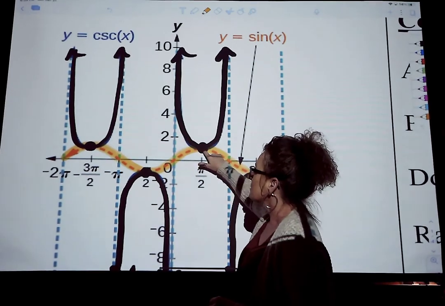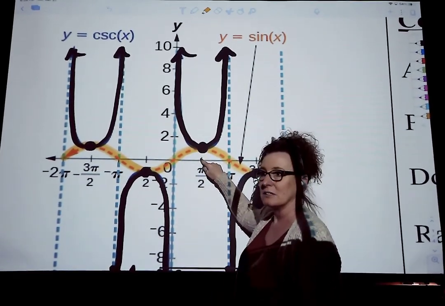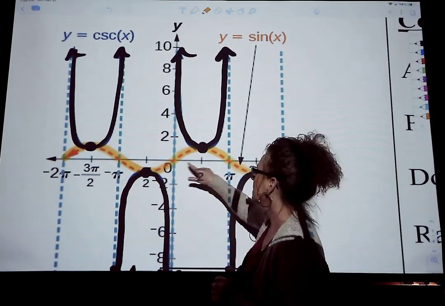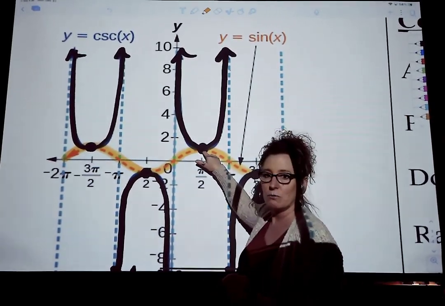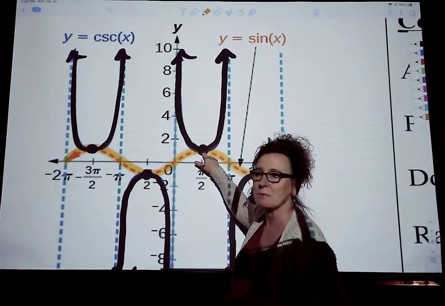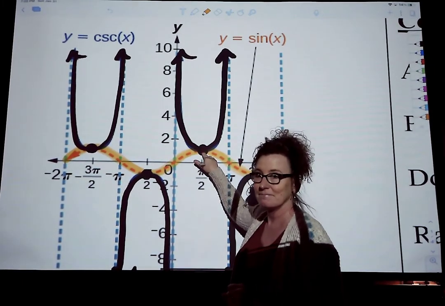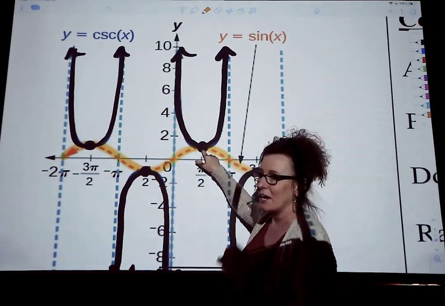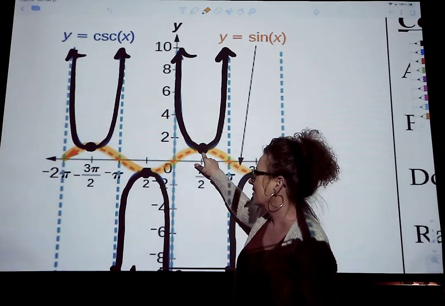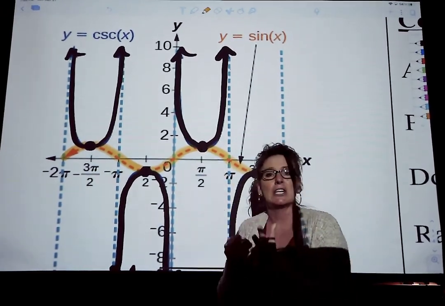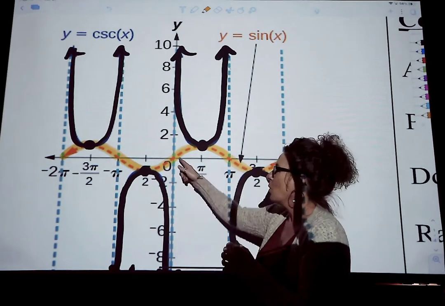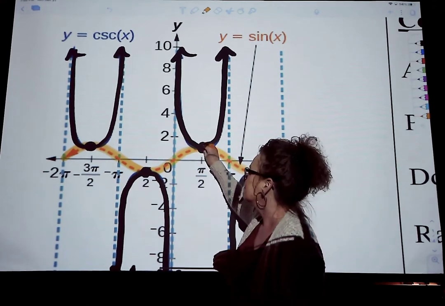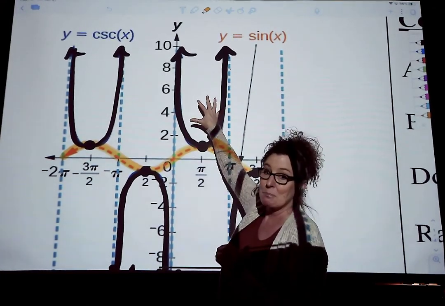Let's see, what is sine of pi over 2? Sine of pi over 2 is 1. So right here, there's a y value of 1. Sine of pi over 2 is 1. Turn 1 upside down. What do you get? 1. So this cosecant graph has a value of 1 right here. The sine graph has a value of 1. They share that point. Where my sine graph peaks, my cosecant parabola thing begins.